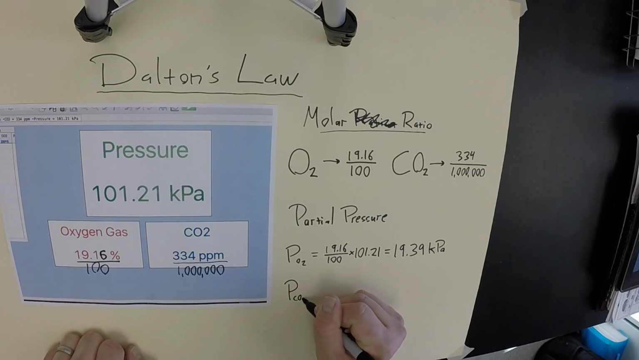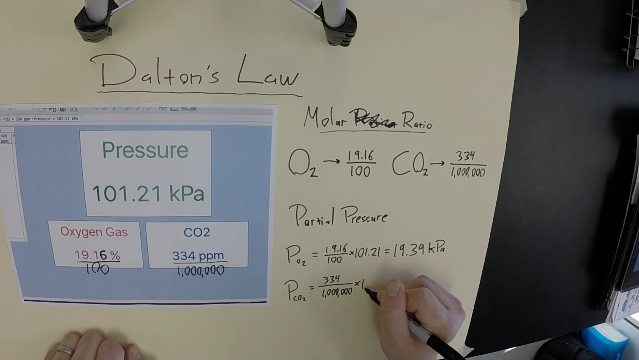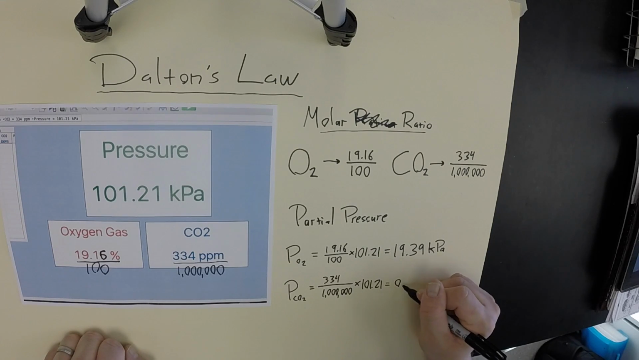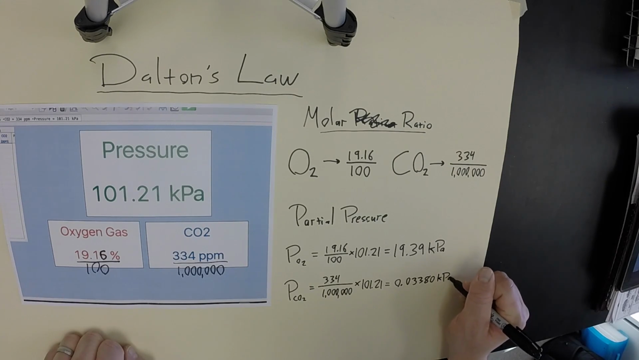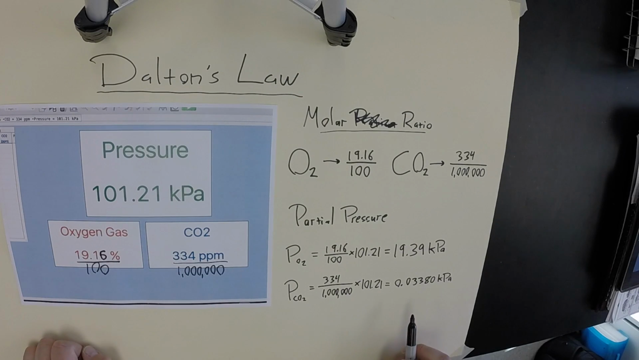For the CO2, we'll do the same thing. 334 over 1 million, and we'll multiply that by 101.21. When we do that, we get a small number, 0.03380 kilopascals. That is a very small number, but remember that carbon dioxide is at a very low concentration in our atmosphere. So carbon dioxide's partial pressure is 0.03380 kPa. That much of our atmosphere's pressure is being caused directly by carbon dioxide.